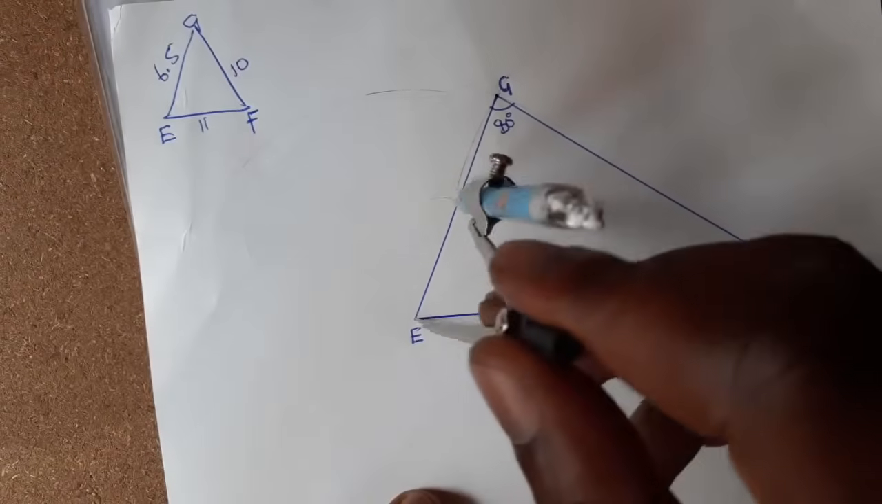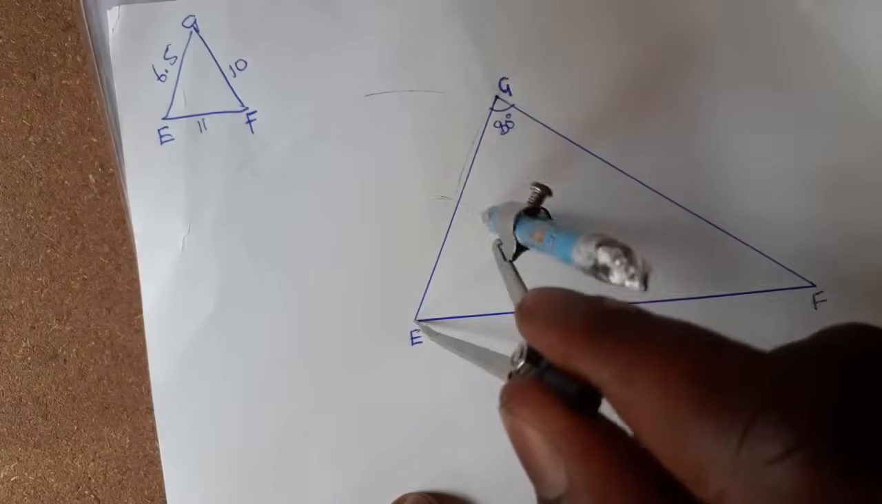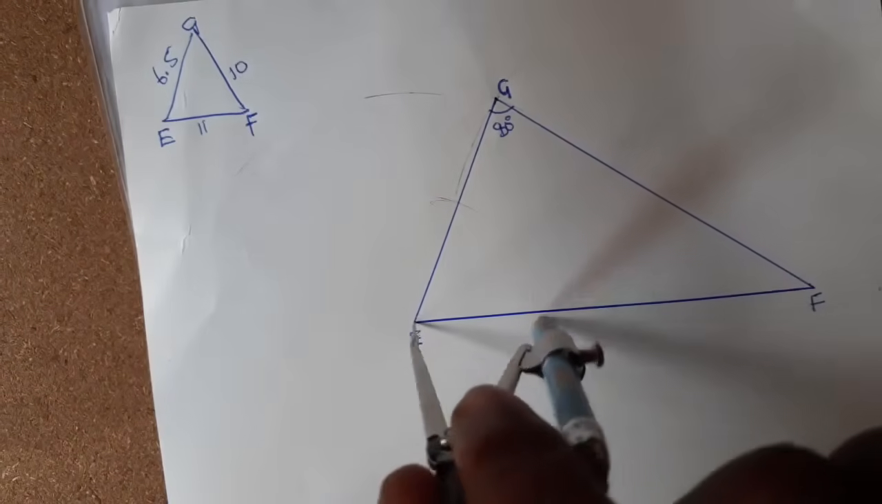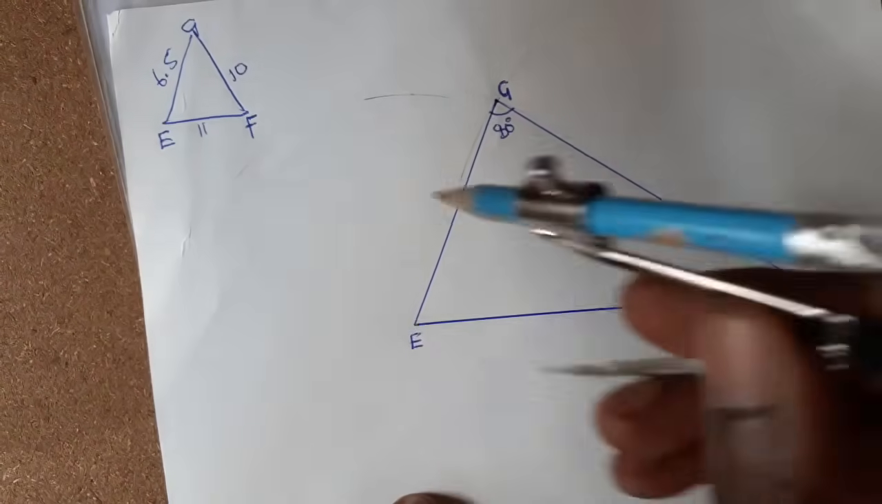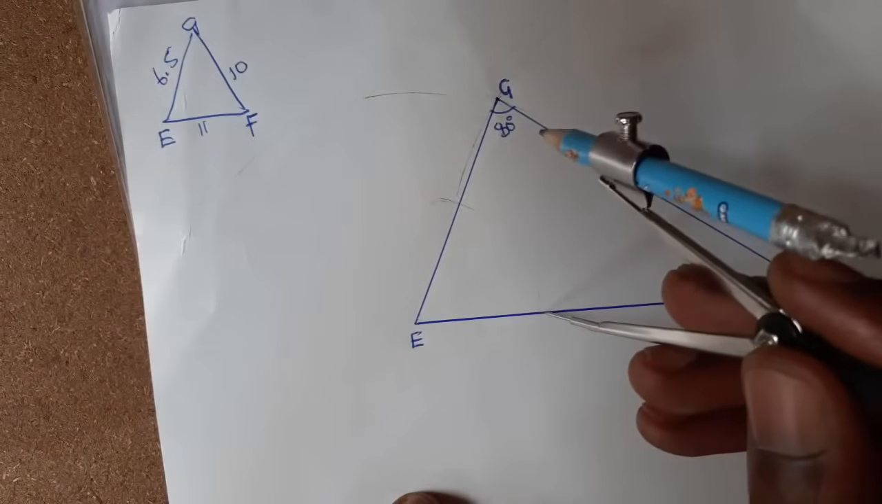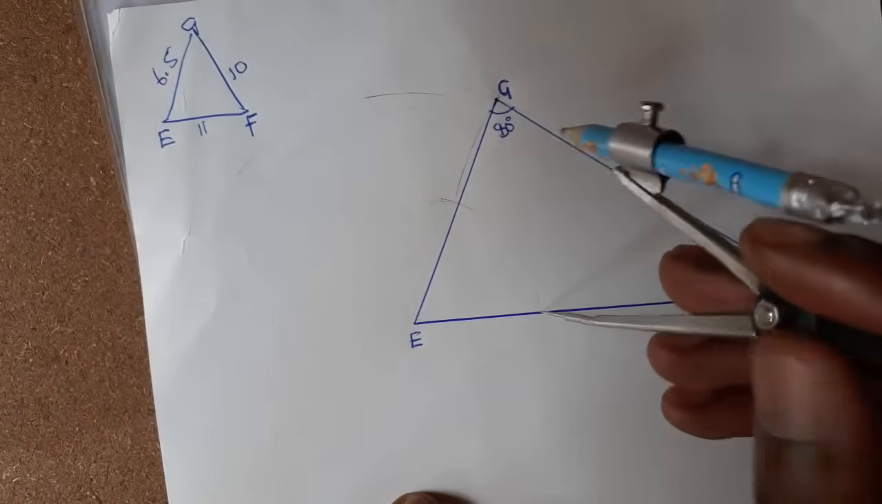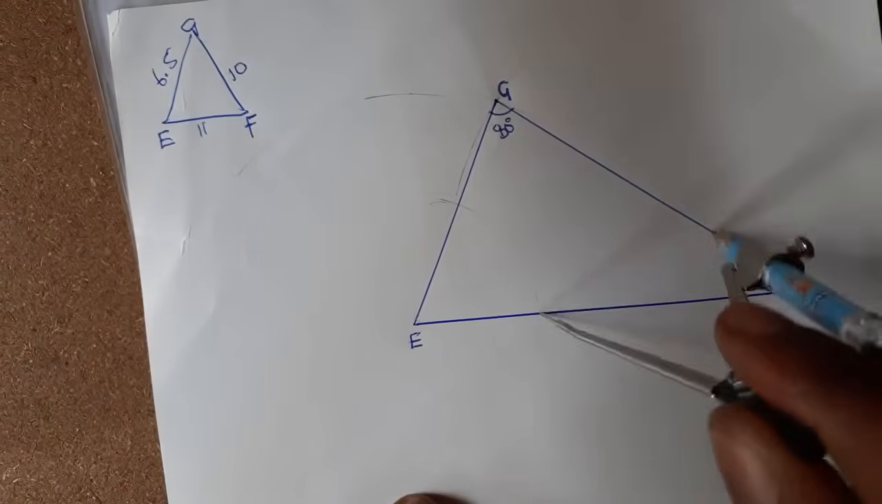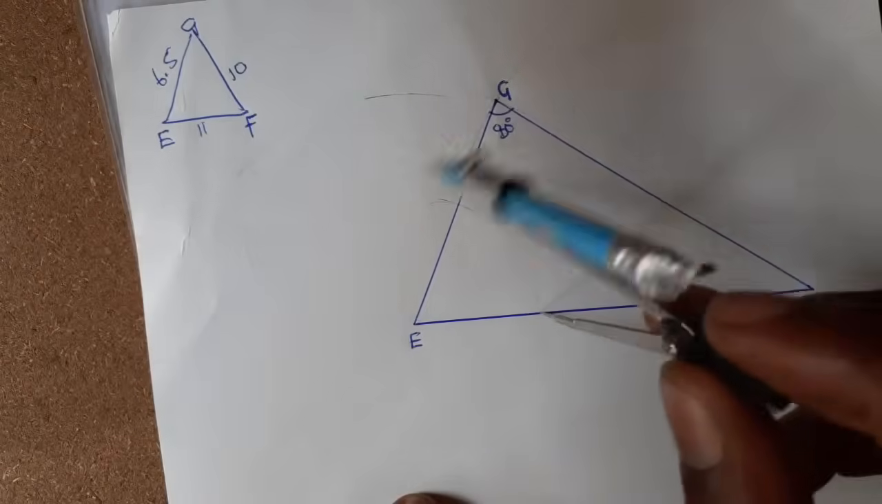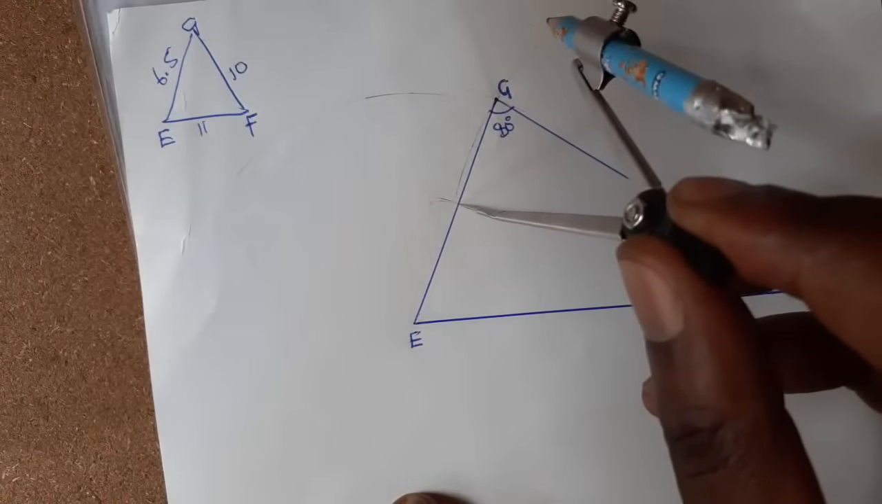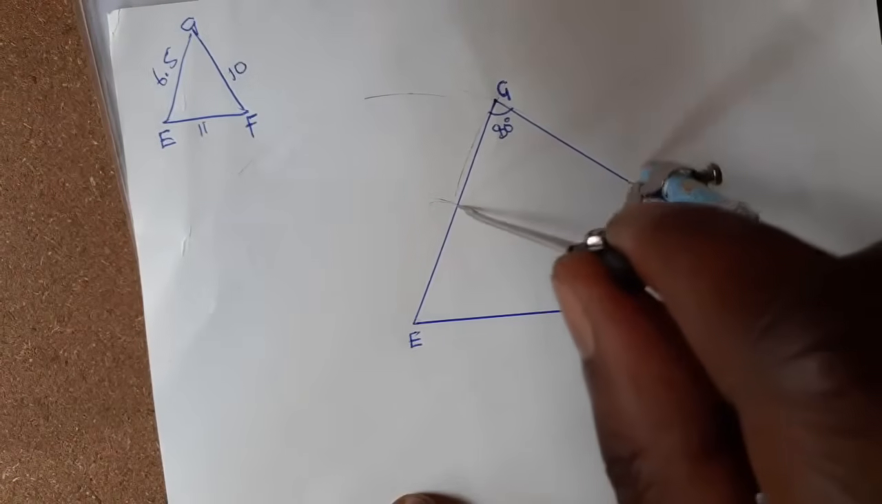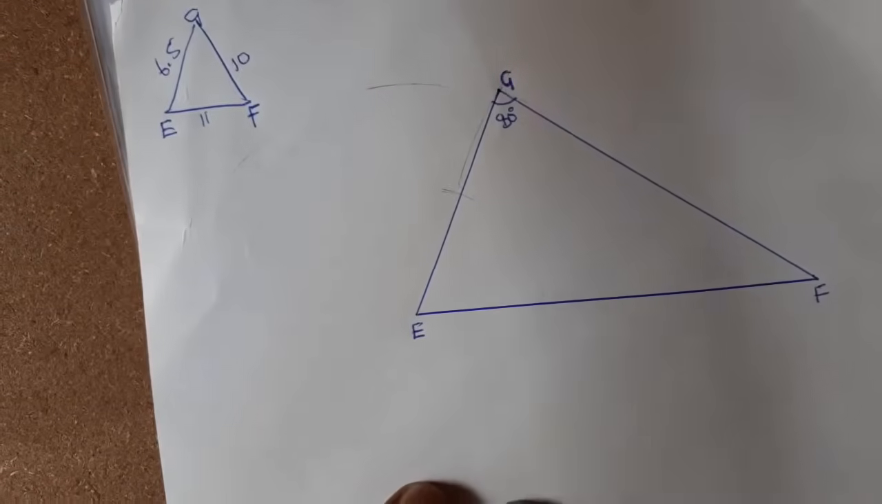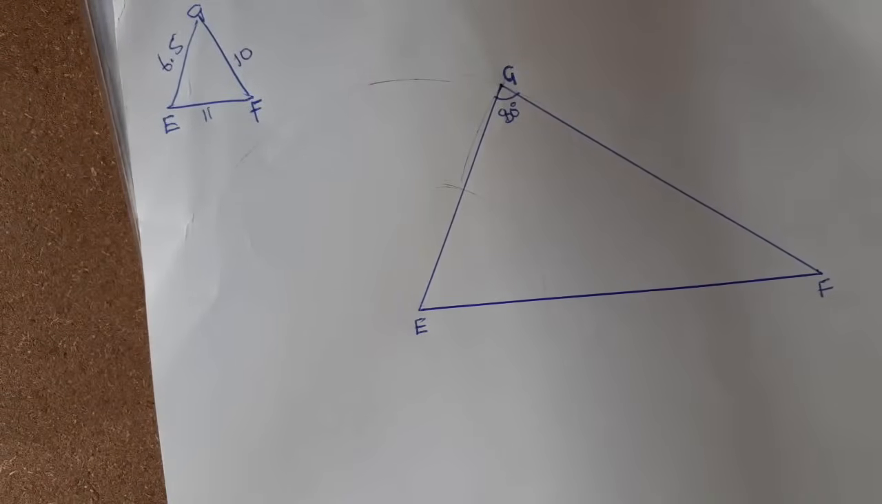Okay, this is what we are supposed to do. So we draw an arc here, another arc here, and extend this. One arc there, another one here. Okay, I hope you've seen where they are meeting there.